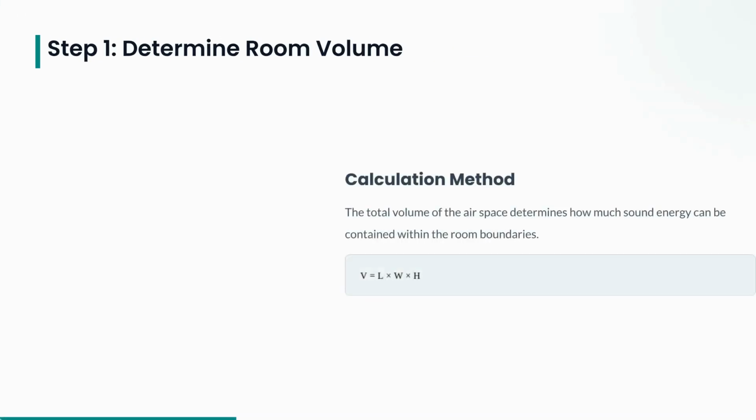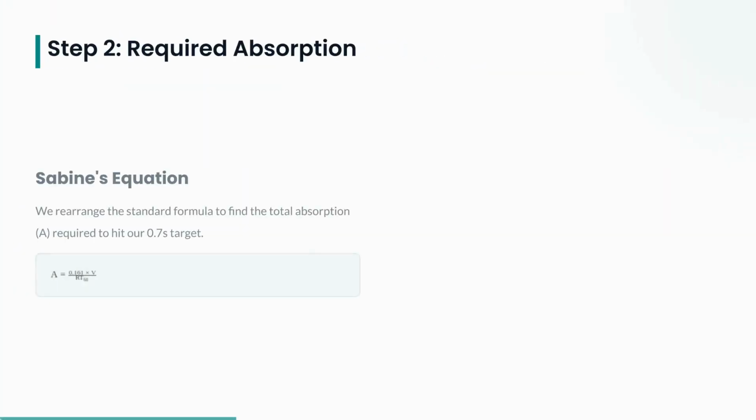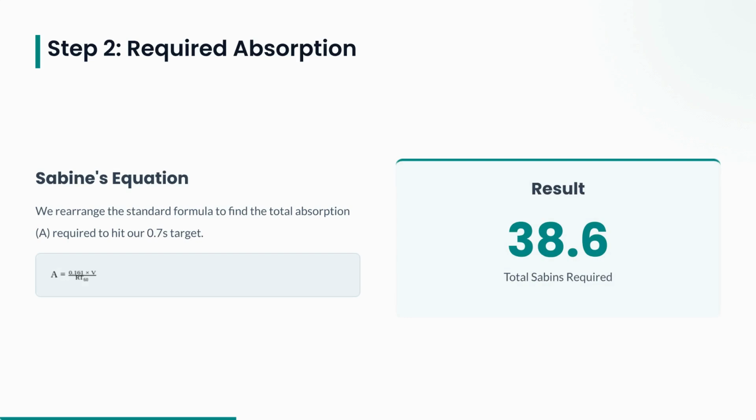Step 1 is to determine the room volume. By multiplying the length, width, and height, we find the classroom volume to be 168 cubic meters. This volume is critical for sound energy containment. Step 2 is determining the required absorption. Rearranging Sabine's equation using our target RT60 of 0.7 seconds gives us a required absorption of 38.6 total sabins.